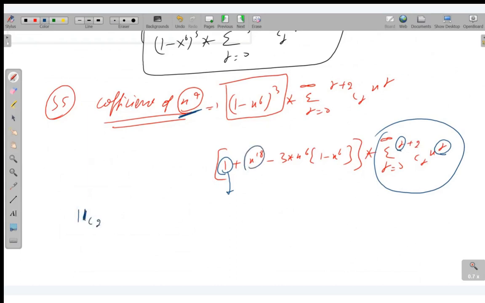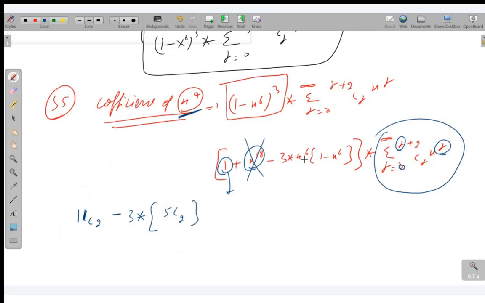Now here we have x power 18. When x power 18 is multiplied by this thing, what r should be given so that we get x power 9? That is not possible, because the minimum r we can take is 0, so it is already greater than 9. I will leave this term. And we have 3 into x power 6 into 1, that is nothing but 3 into x power 6 only. So minus 3 multiplied by x power 6 we have. We want x power 9, so r should be 3. So 3 plus 2, that is 5, 5C3, which is nothing but 5C2. So I will get 5C2.